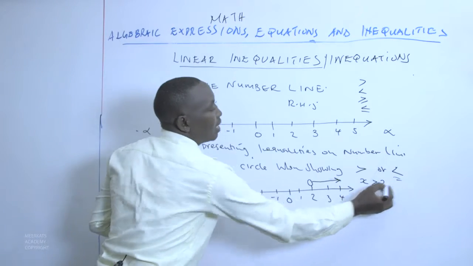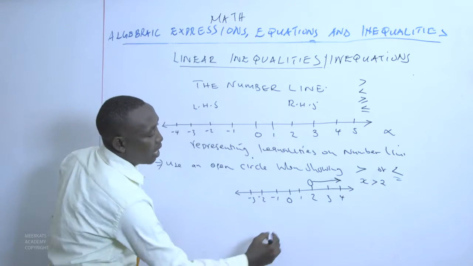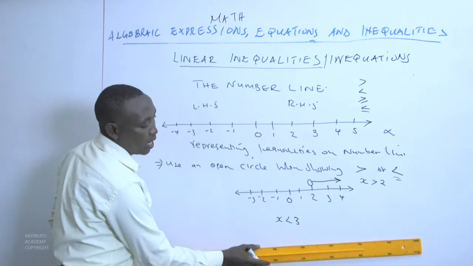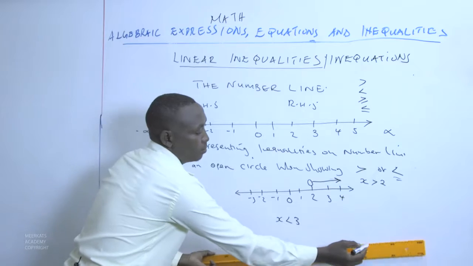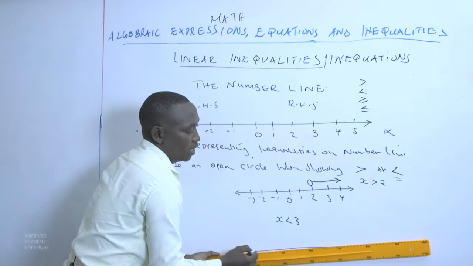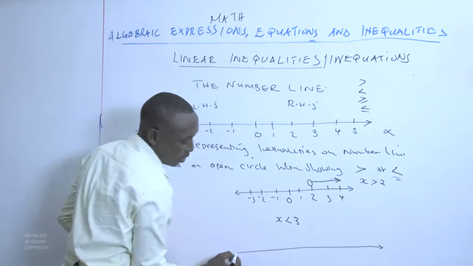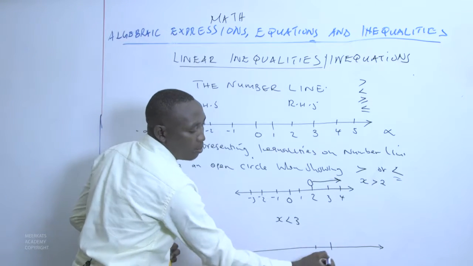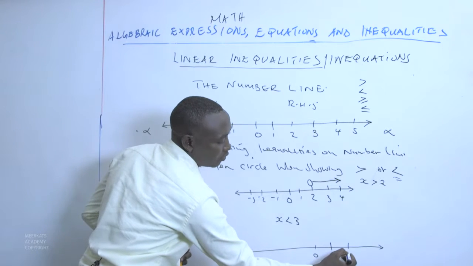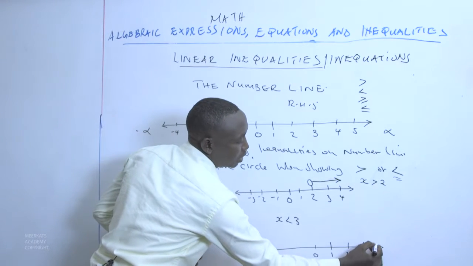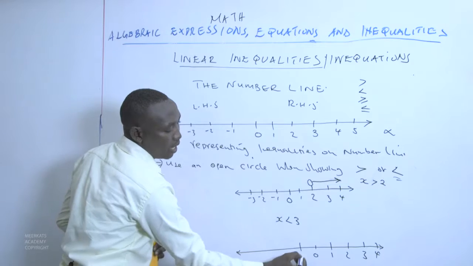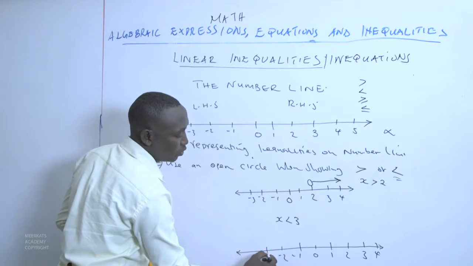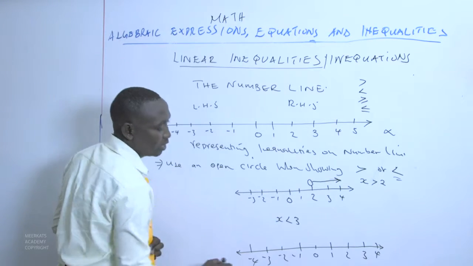For this one, that is less than, we can have x less than 3. Again, you draw the number line. We have said it's a straight line with arrows on both ends, 0 in the center, positive numbers on the right, +1, +2, +3, +4, negative numbers on the left hand side, -1, -2, -3, -4.